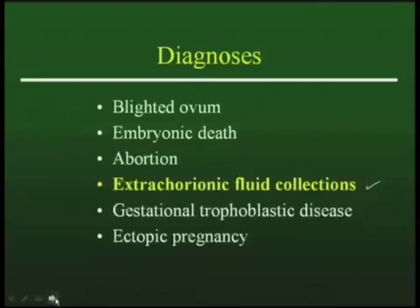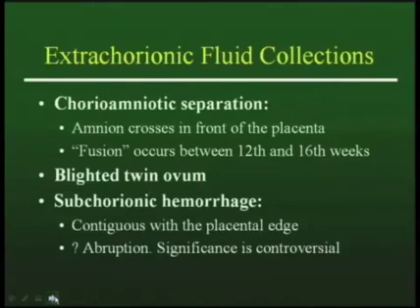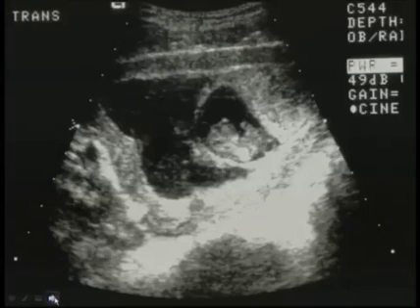Extrachorionic fluid collections. There are two important things that you need to distinguish from subchorionic hemorrhage. One is the chorioamniotic separation, which is a normal part of development, and the blighted twin ovum, from the subchorionic hemorrhage, which is something akin to abruption. In the setting of chorioamniotic separation, the amnion crosses in front of the placenta and is evident until the 12th or 16th week, menstrual weeks of gestation. In the case of subchorionic hemorrhage, almost always the fluid collection is contiguous with the placental edge and to one side.